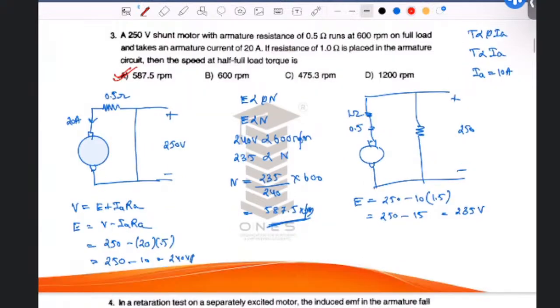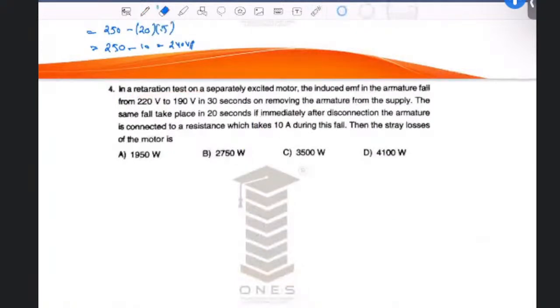Fourth question, it is related to what? It is related to retardation test. Okay, so this problem is based on one formula of retardation test, and that formula is W by W dash is equal to T2 by T1 minus T2. Okay, T2 by T1 minus T2. Here what is T1? T1 is 30 seconds. What is T2? T2 is 20 seconds. We have to find out what W dash.